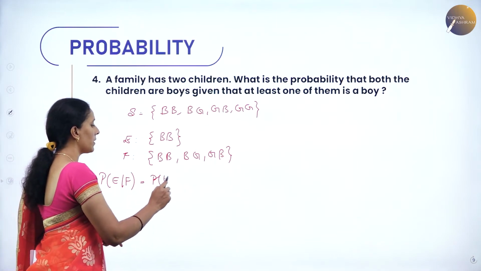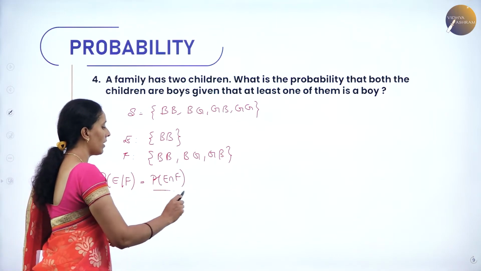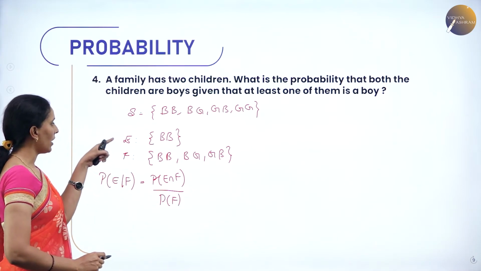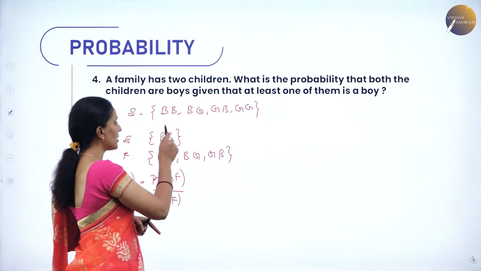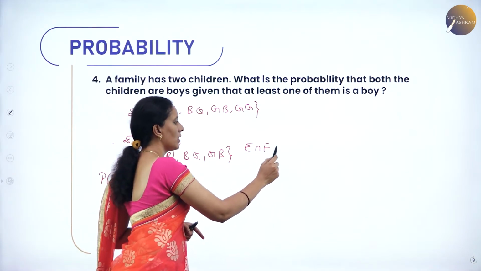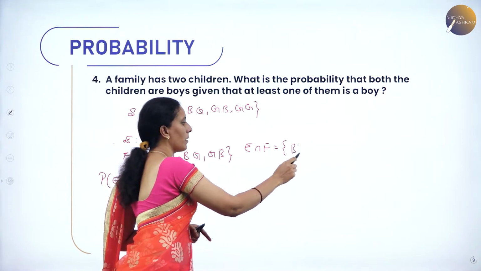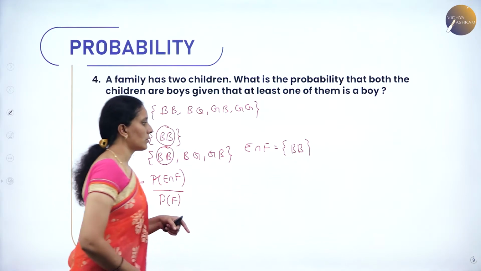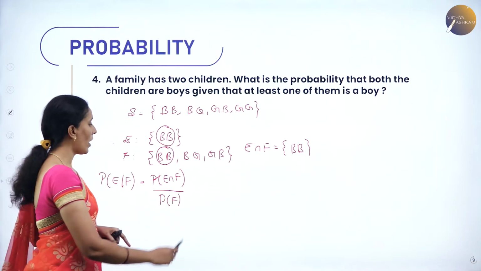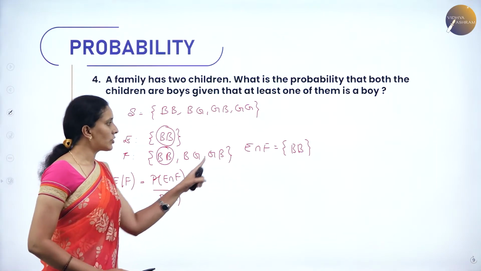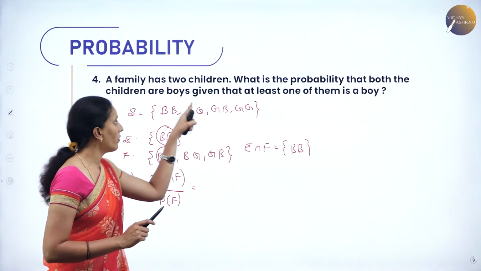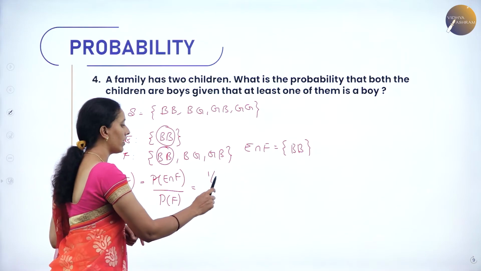Again here, P of E given F is P of E intersection F divided by P of F. So what is E intersection F here? We have E as well as F. The intersection is only boy, boy. That is, E intersection F has only one outcome. Probability of E intersection F is 1 over the sample space, that is 1 divided by 4.